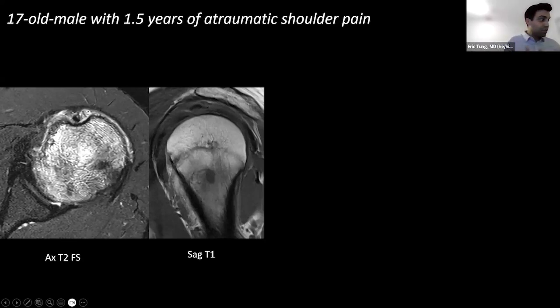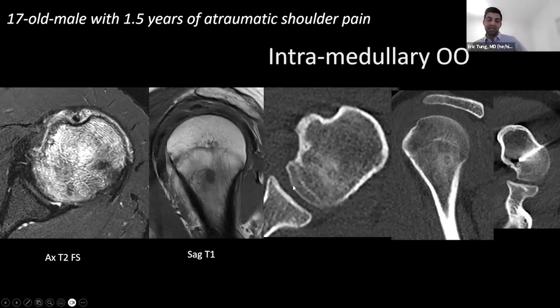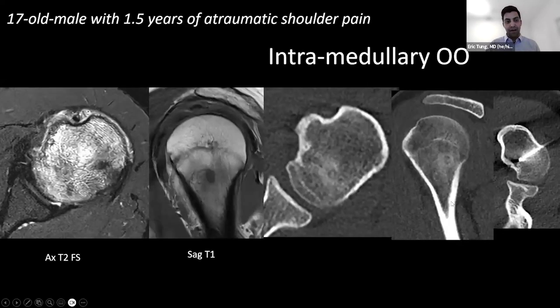And the radiologist astutely noted that while this is not a classic cortically based location for an osteoid osteoma, this could be an intramedullary osteoid osteoma. A CT was obtained to confirm this. We can see the lucent tumor with some internal mineralization and some surrounding sclerosis. This was biopsied, and this came back as an intramedullary osteoid osteoma. So one other MRI sign to be aware of with some of these endosteal or intramedullary lesions is something called the dark rim sign, which is reflecting this rim of sclerosis that's surrounding this lesion.